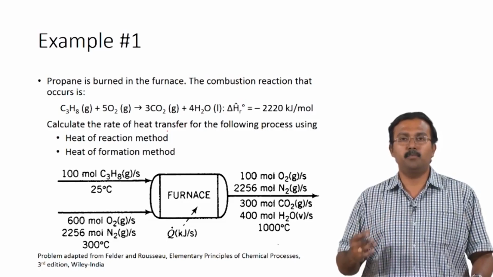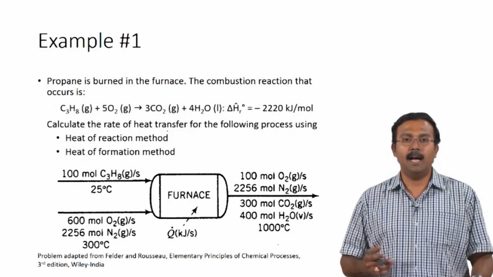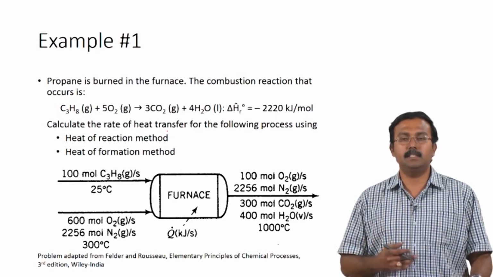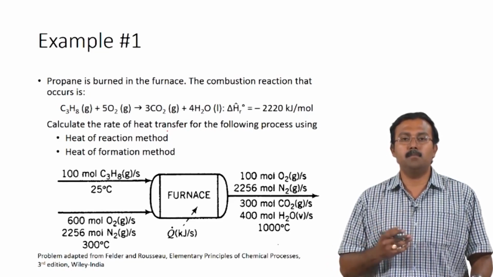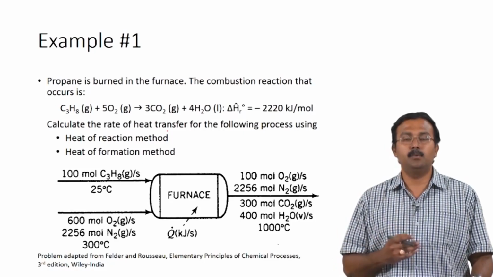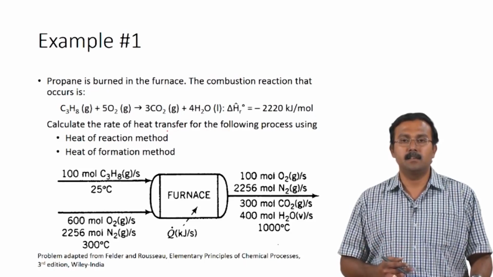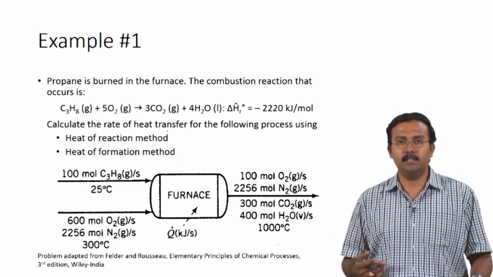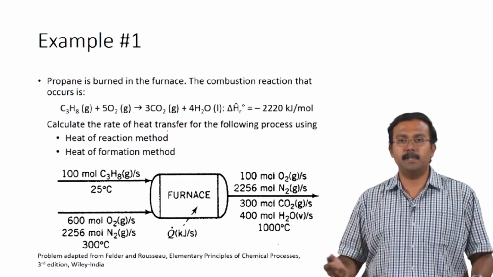You have 100 moles of propane gas entering at 25 degrees Celsius per second, and you have air which is a mixture of oxygen and nitrogen, and the composition of oxygen and nitrogen in this mixture is also given, and this is entering at 300 degrees Celsius, which is basically 600 moles of oxygen per second and 2256 moles of nitrogen per second entering at 300 degrees Celsius. And you have the exit stream which contains 100 moles of unreacted oxygen which is leaving, and 2256 moles of nitrogen which is leaving per second.